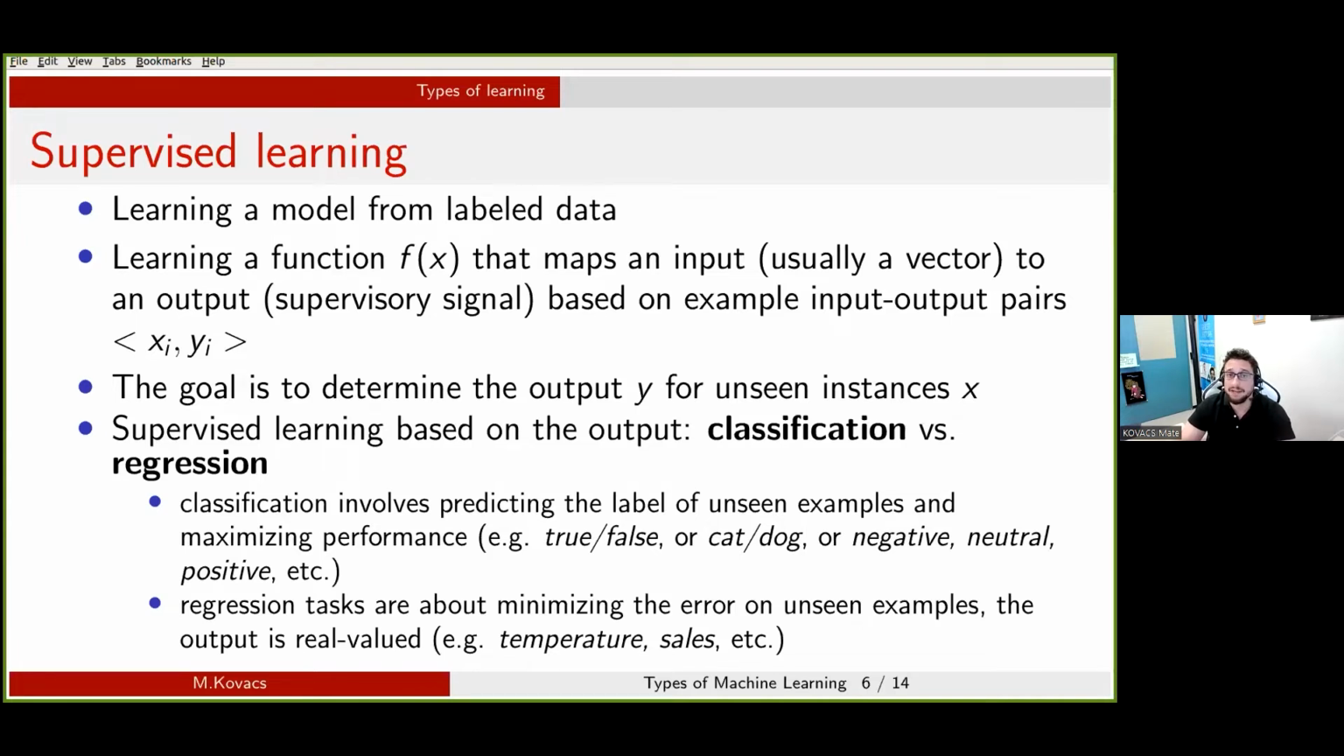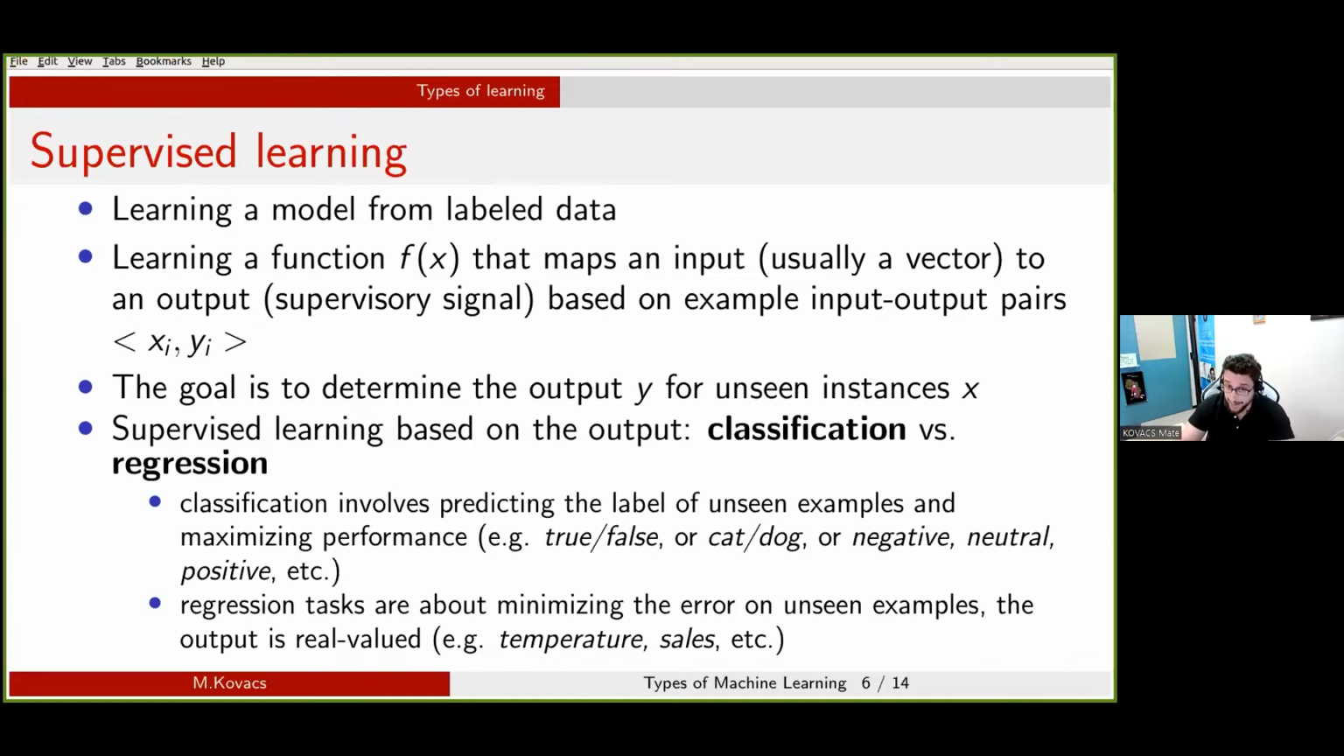Supervised learning can involve classification or regression. Classification is about predicting the label of unseen examples. For example, something is true or false, or based on pictures, is it a cat or a dog, or based on natural text, how the writer feels: negative, neutral, or positive.